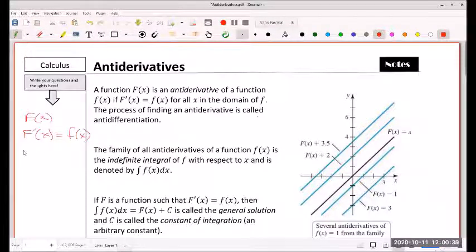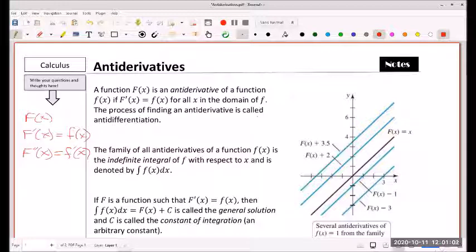And then, of course, what that means also is that the second derivative of big F of x is equal to the first derivative of little f of x. So what we've been doing is taking the derivative of little f of x. What we're going to do is go the other way to find the antiderivative. Okay, so we'll have a family of antiderivatives, and basically we use the indefinite integral.